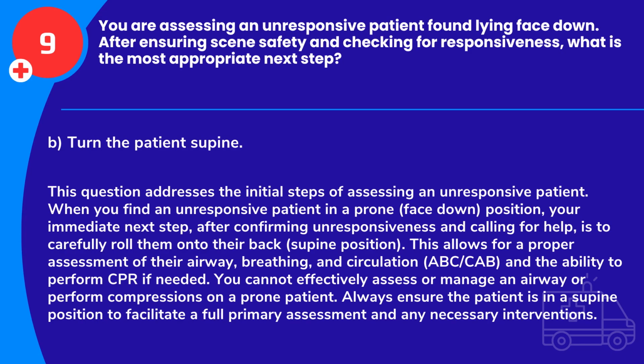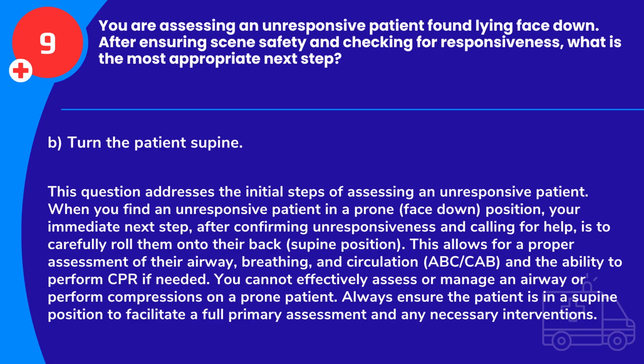Answer: B. Turn the patient supine. This question addresses the initial steps of assessing an unresponsive patient. When you find an unresponsive patient in a prone, face down, position, your immediate next step, after confirming unresponsiveness and calling for help, is to carefully roll them onto their back, supine position.